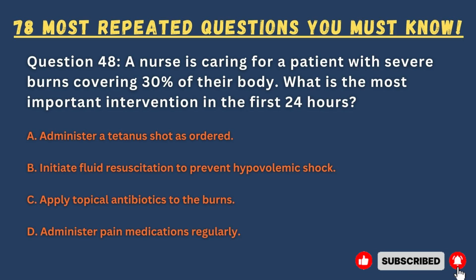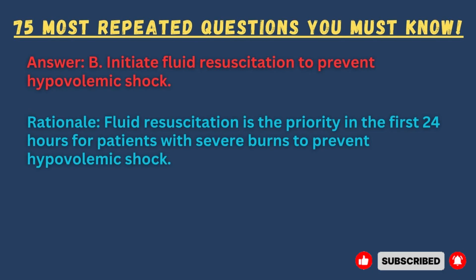A. Administer a tetanus shot as ordered. B. Initiate fluid resuscitation to prevent hypovolemic shock. C. Apply topical antibiotics to the burns. D. Administer pain medications regularly. Answer: B. Initiate fluid resuscitation to prevent hypovolemic shock. Rationale: fluid resuscitation is the priority in the first 24 hours for patients with severe burns to prevent hypovolemic shock.